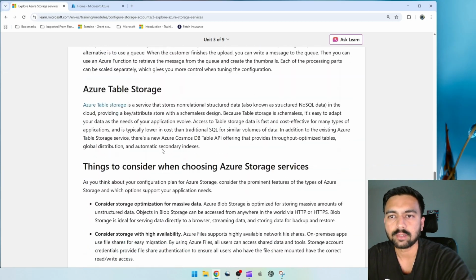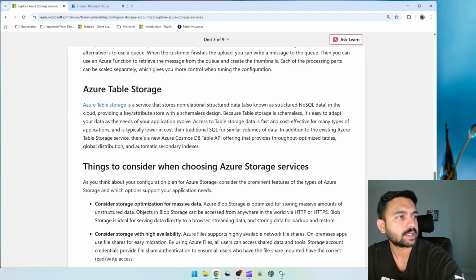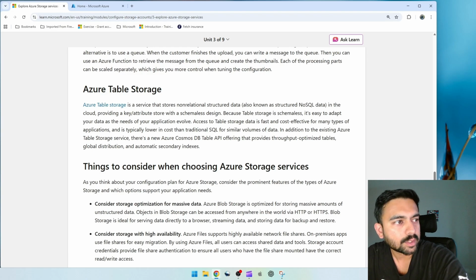And the last one is Azure Table. Non-relational data, also known as NoSQL data, provides a key attribute store with a schema-less design. Now, what does that even mean? I was able to ask ChatGPT this earlier, and it says to think of it like an Excel sheet in the cloud. So it's almost like an Excel sheet with tables and rows, but there are no strict rules. What does that mean?